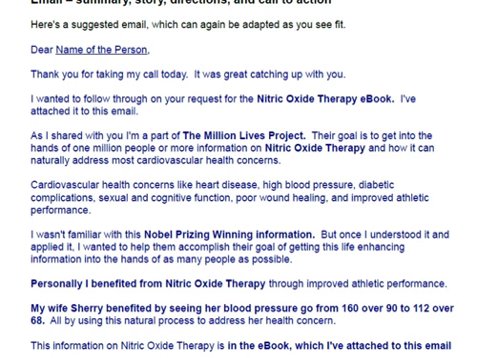Cardiovascular health concerns like heart disease, high blood pressure, diabetic complications, sexual and cognitive function, poor wound healing, and improved athletic performance. I wasn't familiar with this Nobel Prize winning information, but once I understood it and applied it, I wanted to help them accomplish their goal of getting this life-enhancing information into the hands of as many people as possible. Personally, I benefited from nitric oxide therapy through improved athletic performance. My wife Sherry benefited by seeing her blood pressure go from 160/90 to 112/68, all by using this natural process to address her health concern.